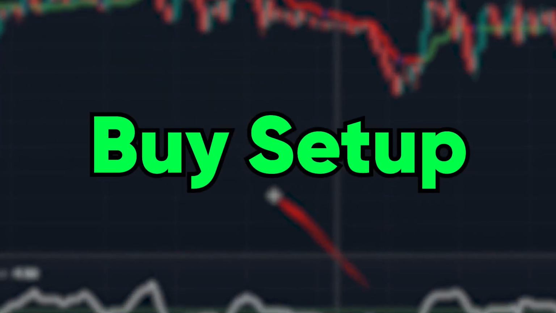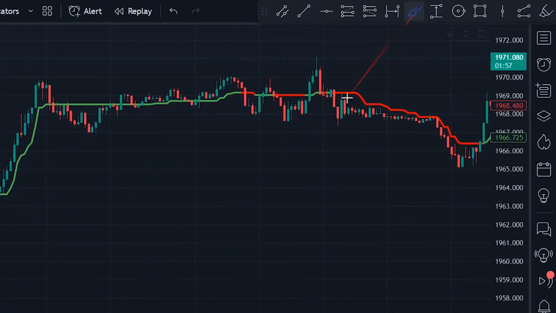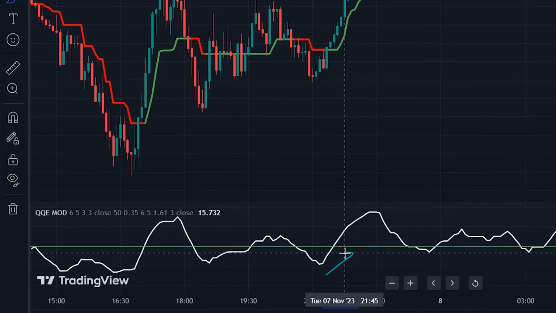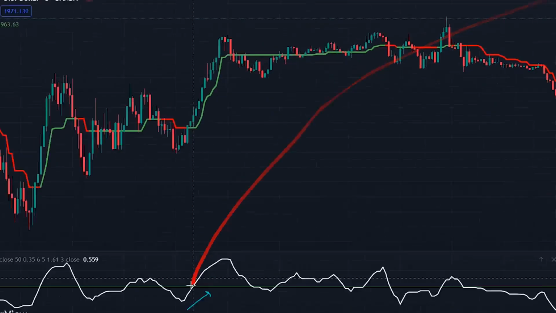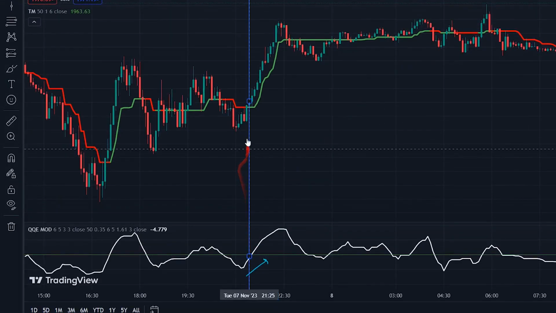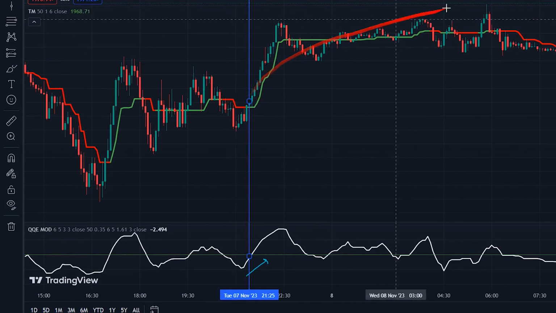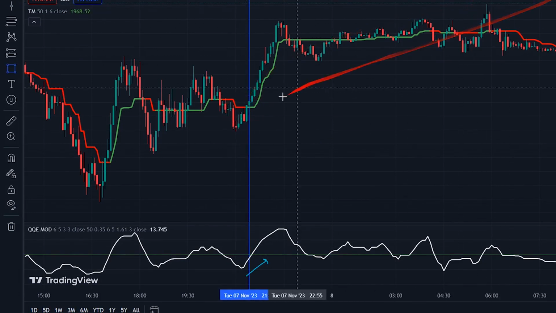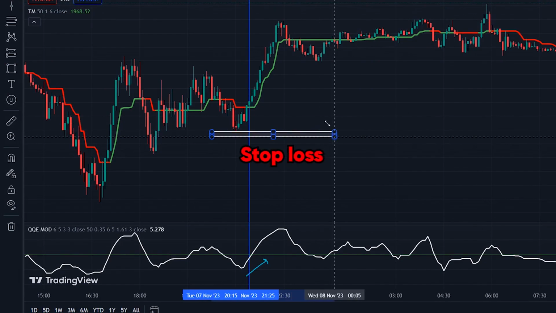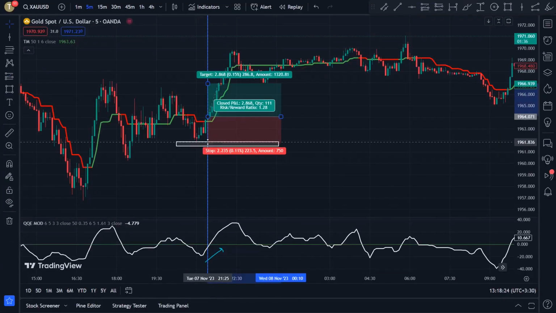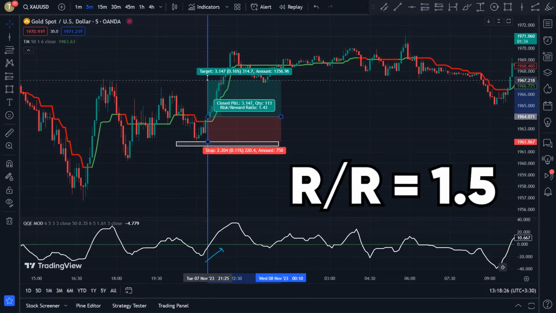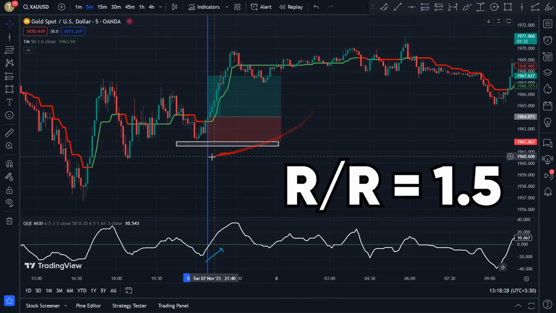Buy setup. Now, when you see a buy signal on the QQE indicator, pay attention to the color of the Trend Magic indicator and wait for its color to change to green as well. When this happens, we can place a buy order and set the stop loss below the previous low of the market. And risk to reward ratio will be 1 to 1.5.